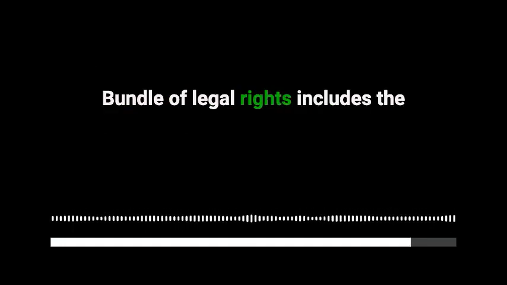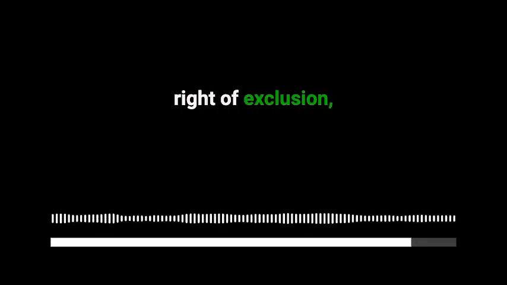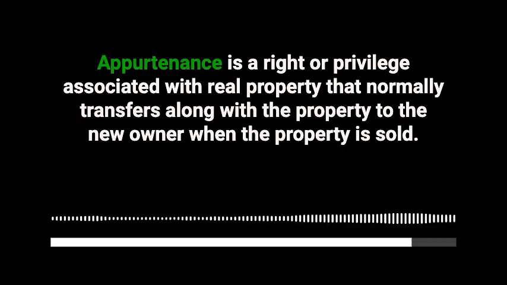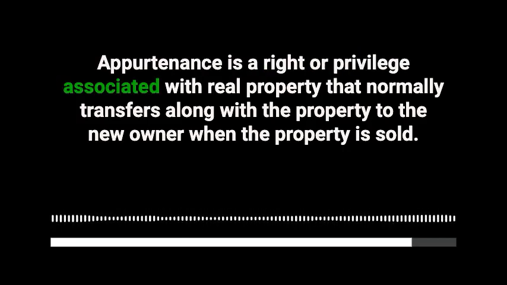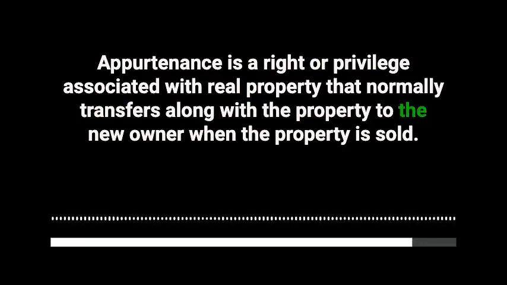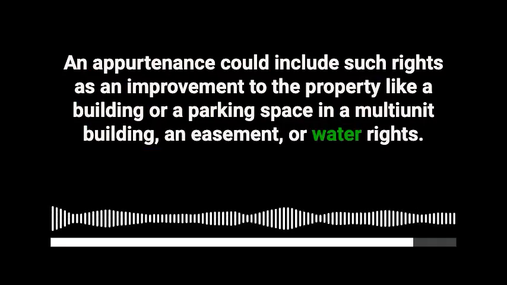Key point review. Bundle of legal rights includes the right of disposition, right to enjoyment, right of exclusion, right of possession, and right of control. Appurtenance is a right or privilege associated with real property that normally transfers along with the property to the new owner when the property is sold. An appurtenance could include such rights as an improvement to the property like a building, or a parking space in a multi-unit building, an easement, or water rights.